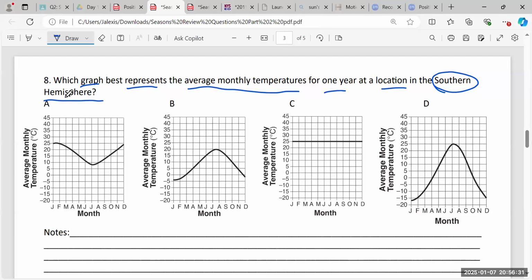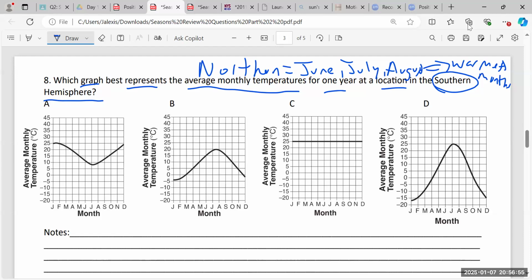What do I mean? During our warmest months in the northern hemisphere, which are June, July, and August, that's going to be our warmest months. Now, because the seasons are switched, June, July, and August in the southern hemisphere are going to be their coldest months. So I have to pick a diagram where June, July, and August have the coldest months, and December, January, and February have the warmest months.